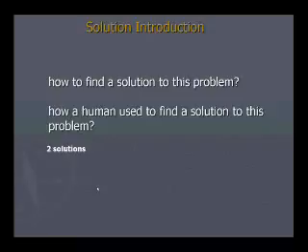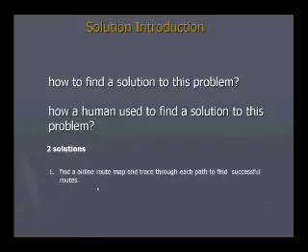First, the passenger can look at the airline route map and trace each path to find out a successful route. But it is not easy to find all possible paths to the destination.